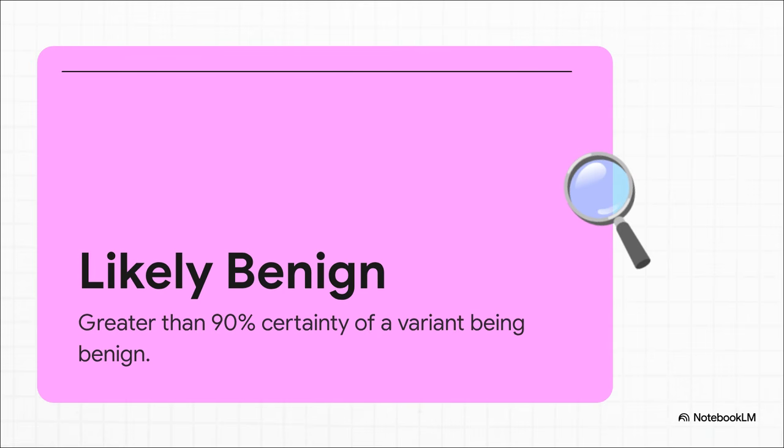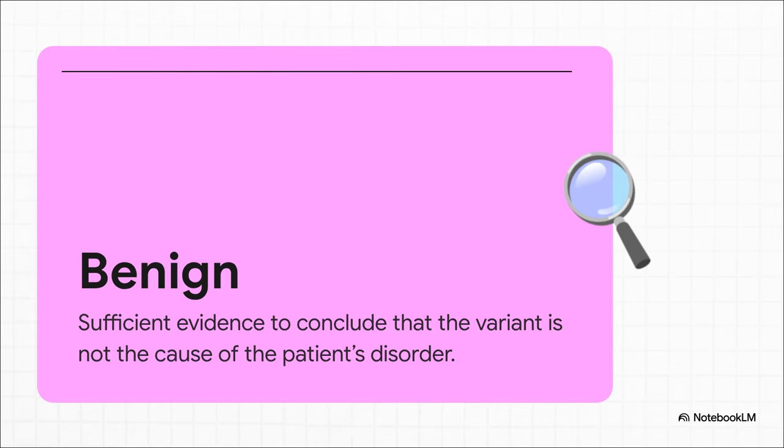So, the evidence is pointing very strongly to this variant being harmless. There's just that tiny little bit of uncertainty left that keeps it from being called definitively benign. And last but not least, benign. This is your definitive all clear. The evidence is strong, it's consistent, and the lab is confident in saying this variant is not the cause of your patient's problem. You can safely rule it out and move on.